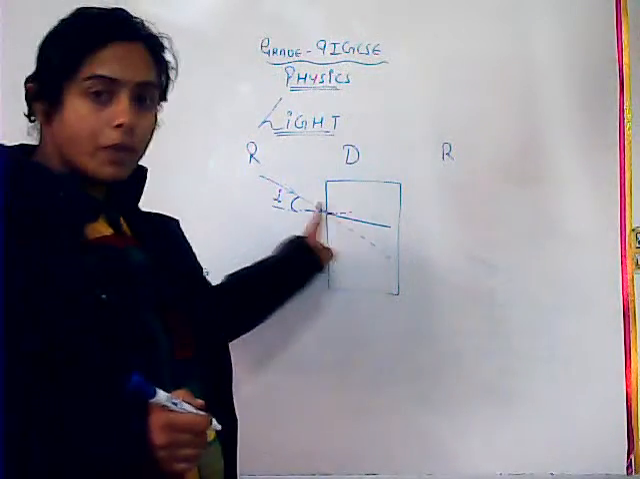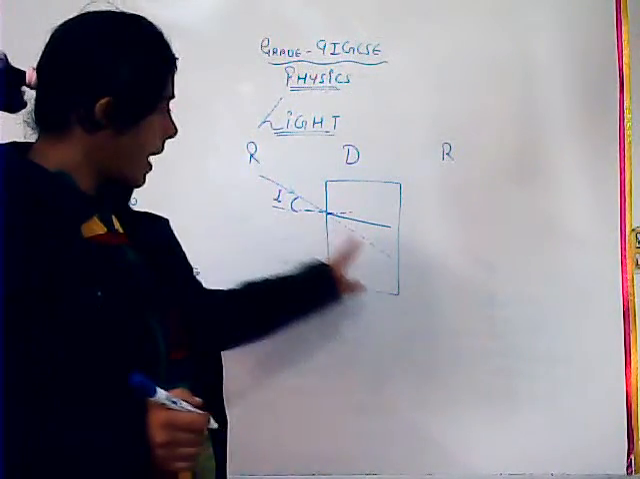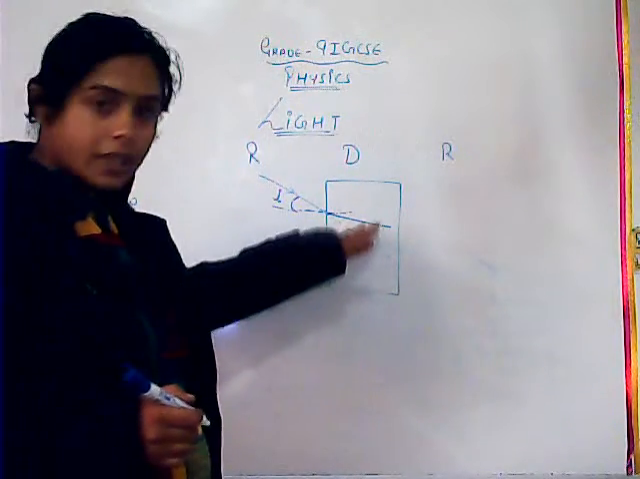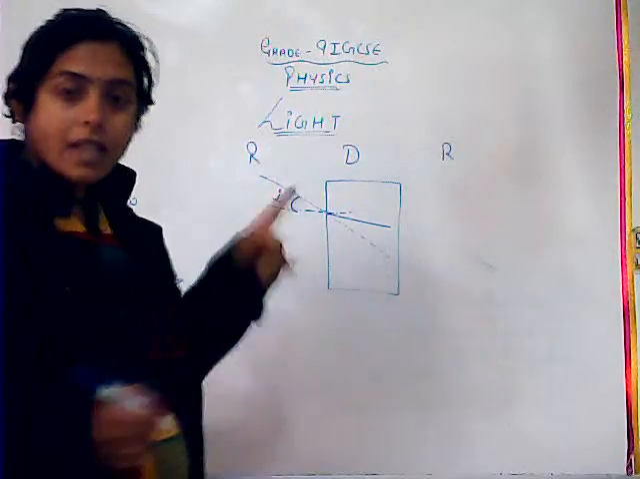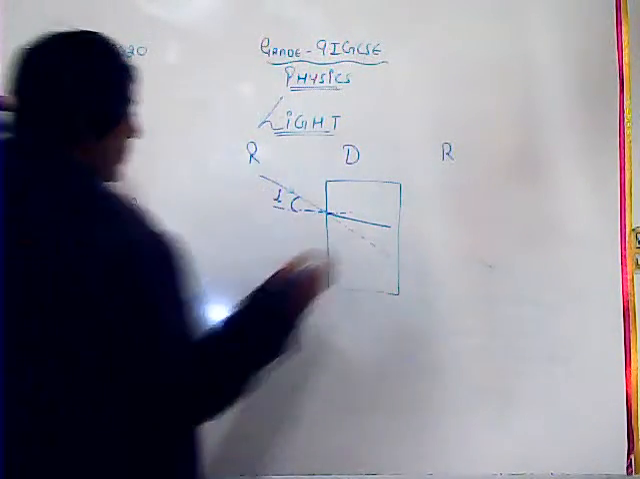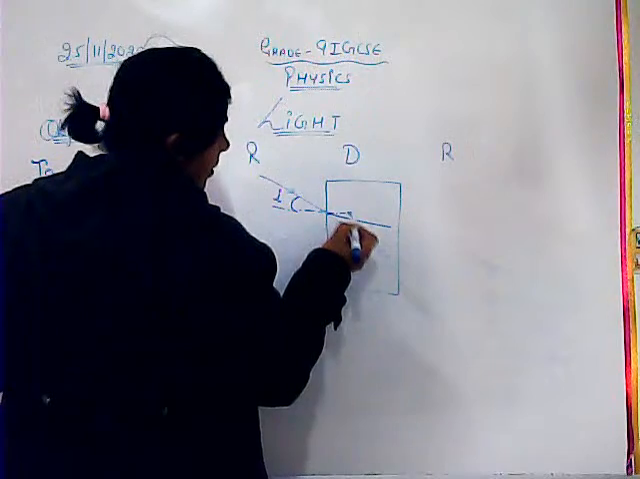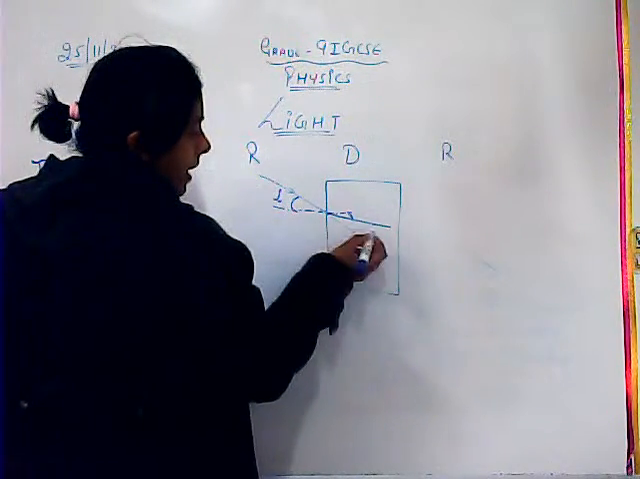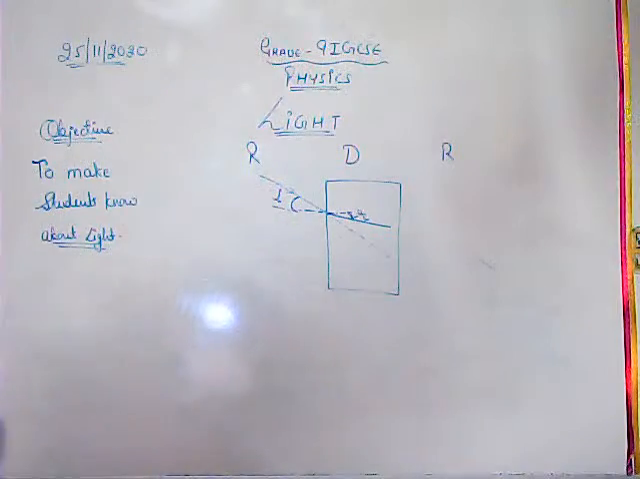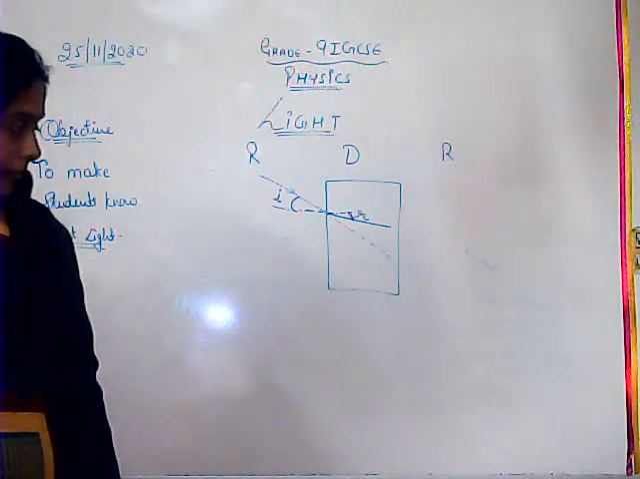This is the normal. So actually it is like this. It did not go beyond that, it went towards the normal. Fine. So this happens when it is in the denser medium. The angle between this refracted ray and this normal, we call it the angle of refraction.